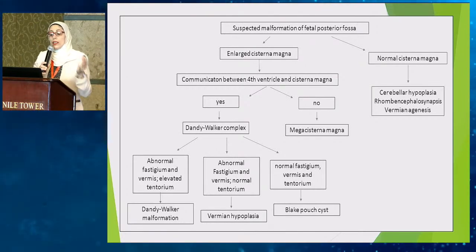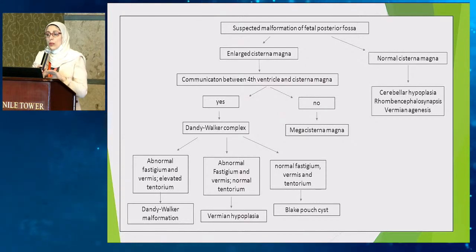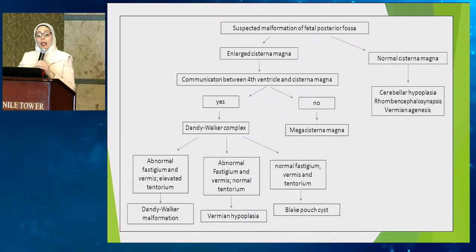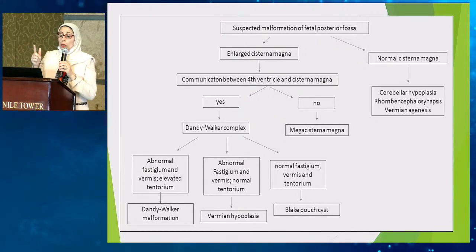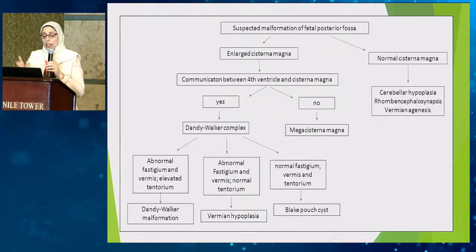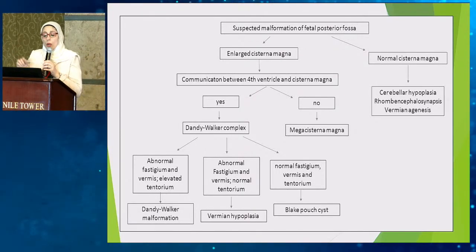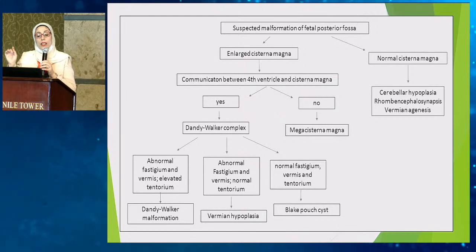طيب السيسترنا ماجنا الدايليتد ومعاها كوميونيكيشن مع الفورث فنتريكل، يبقى زي ما قلنا ده غالبا داندي ووكر مالفورميشن او فاريانت. يبقى ساعتها هعمل استيميشن للفيستيجيوم والفيرمس والتنتوريوم واشوفهم نورمال ولا ابنورمال. لو طلعوا التلاتة نورمال، دي غالبا بليكس باوتش سيست. لو التنتوريوم بس نورمال لكن الفيستيجيوم والفيرمس ابنورمال، يبقى دي فيرمين هايبوبلاسيا.